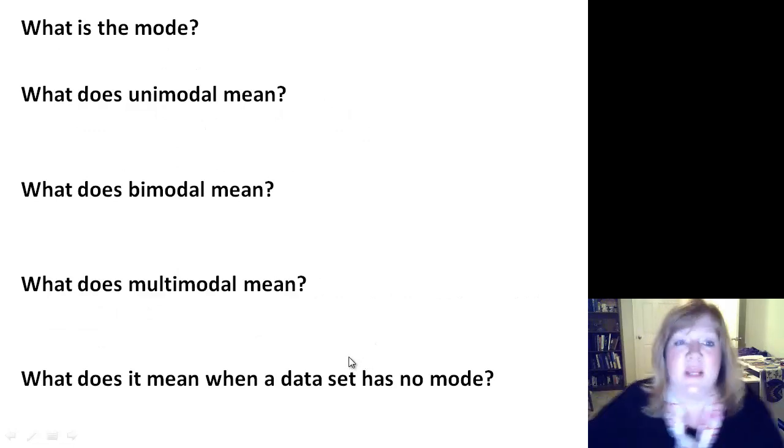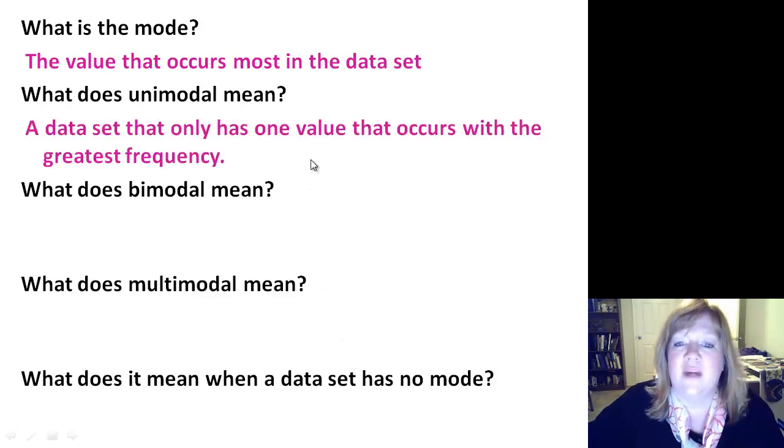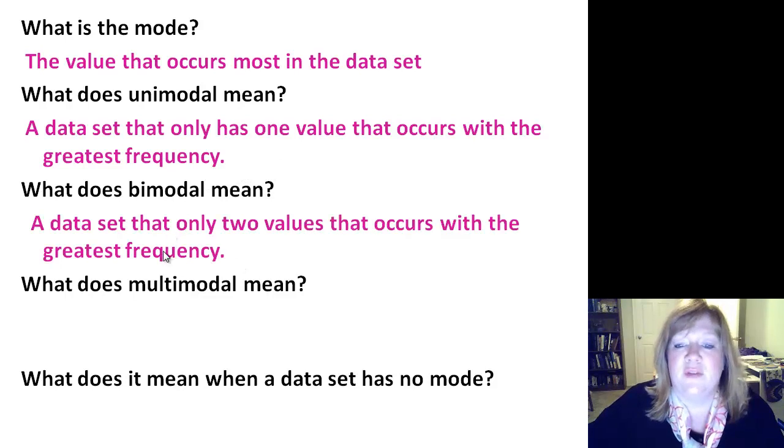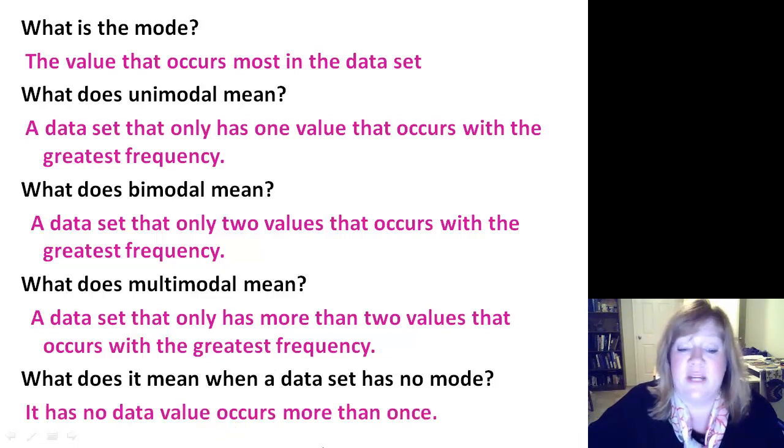Now the mode. The mode is the value that occurs most in the data set. Unimodal, unitard, universal, uni just means one. There's only one value that occurs with the greatest frequency. So you have one that occurs the most. Bimodal means you have two values that occur at the same frequency more than once. Multimodal means you have more than two values that occur with greatest frequency. If it has no mode, that means no data value occurs more than once. We say it has no mode.